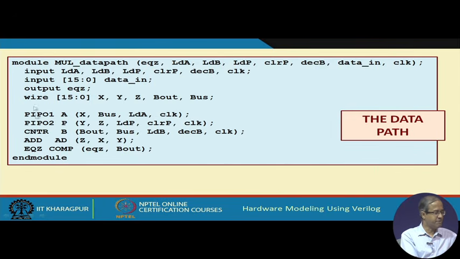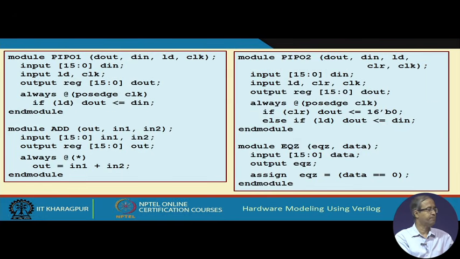Now, here for simplicity, I am considering all of these at the behavior level, but in reality some of them you can also code in structural mode, gate level mode. PPO 1 has an output, input, load and clock. So, input is 16-bit, output is also 16-bit. It is very simple, always at positive clock edge, if load is active, the input gets loaded, right.